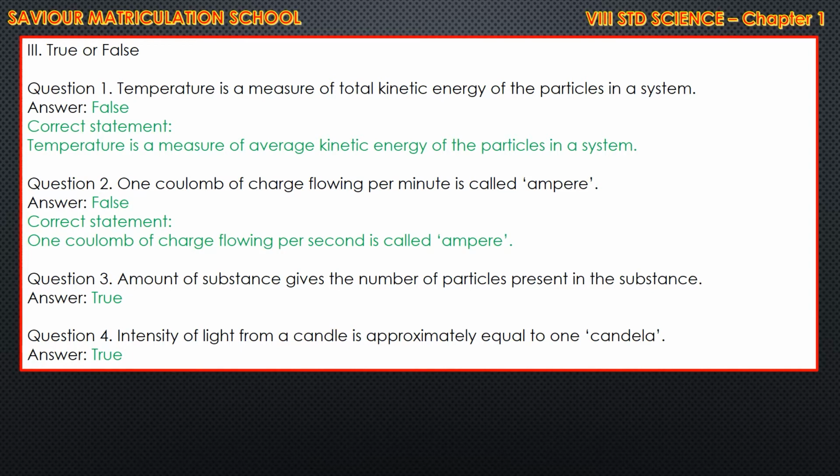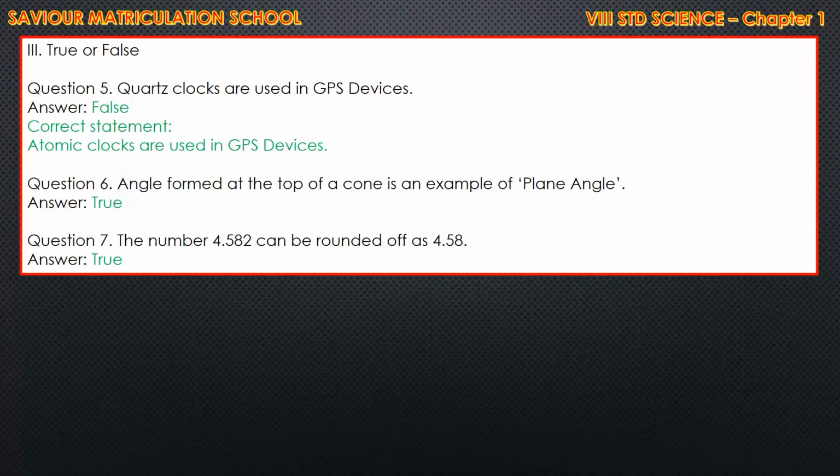Answer is true. If it is false only, you have to give the correct statement. If true, you no need to write the sentence, just write true. Fifth one, quartz clocks are used in GPS devices. False. The correct statement is atomic clocks. So in the place of quartz, you have to write atomic. Atomic clocks are used in GPS devices.